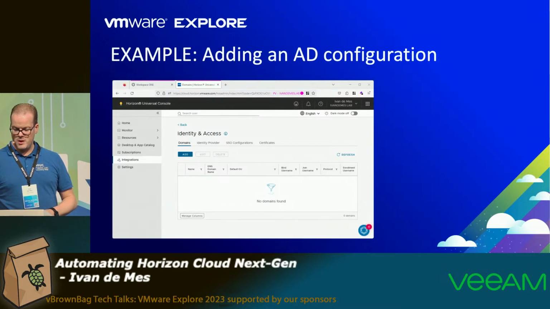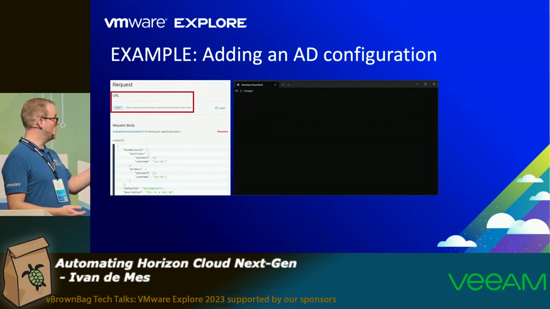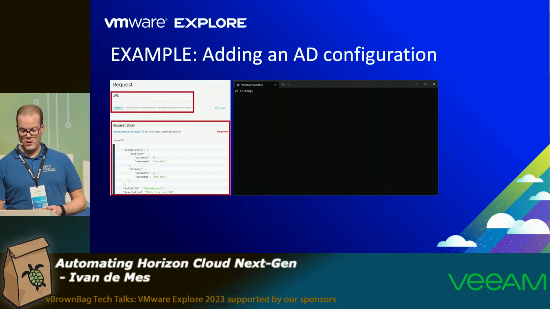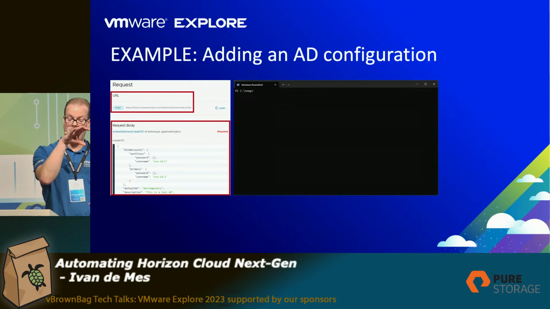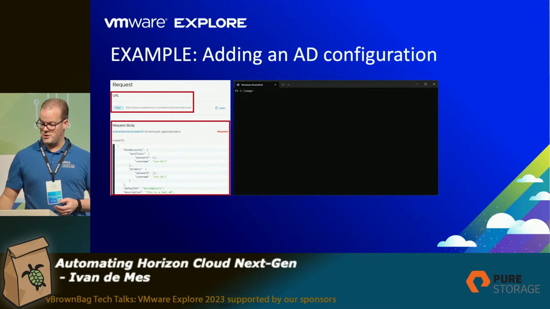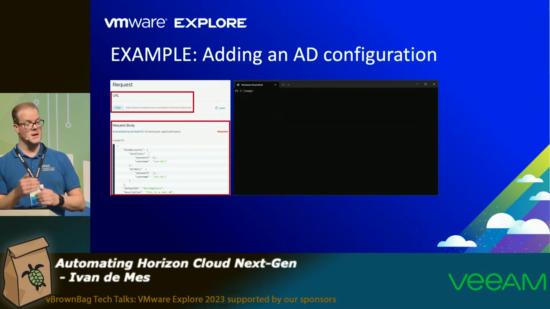As a simple example, I will show you how you can add an Active Directory configuration in an automated way. You saw that we didn't have an Active Directory configuration just yet. What we need is our request URL, and we also need a request body. Something that hasn't been mentioned in the documentation at this point is that you also need to have a header, and that header contains the access token. So we had the API token. With the API token, we requested an access token, and now we're going to use that access token in the header as well.